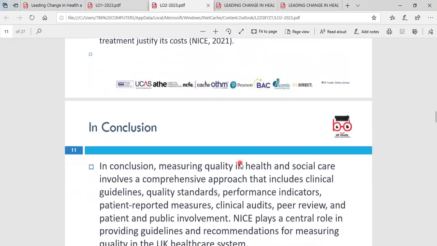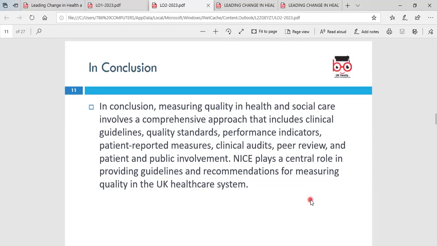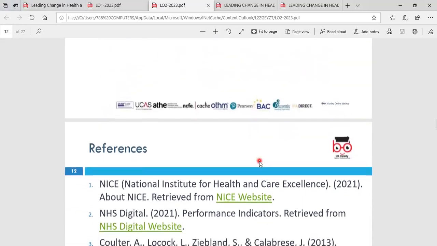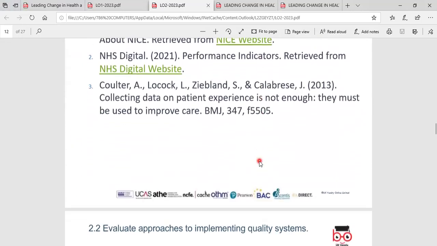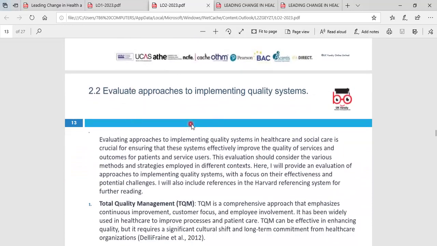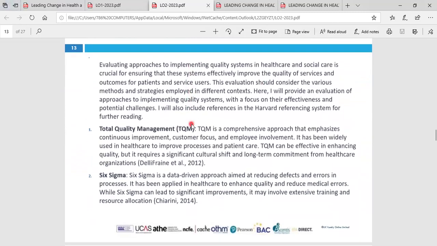So measuring quality in health and social care involves a comprehensive approach. You'll have different ways in which you have different indicators to measure quality. And NICE is one organization that plays a central role in providing guidelines and recommendations. So you have these resources for this objective. Then you have approaches that you evaluate for implementing quality systems. The first approach that I'll talk about is total quality management.